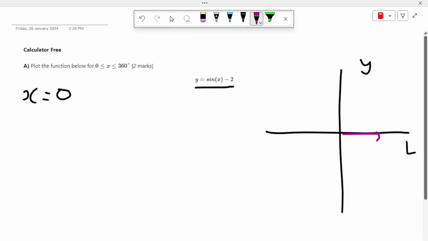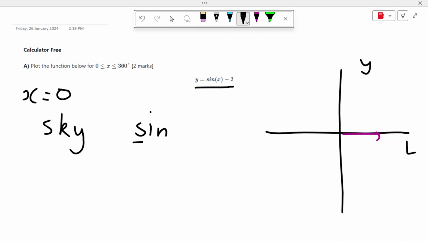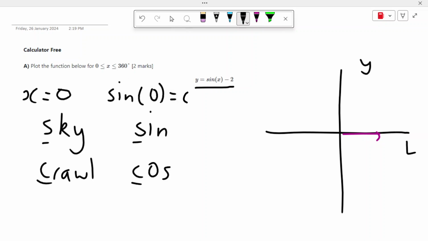All right. Now, sine is all about the y, right? You've got to touch the sky, all right? So there's sky and there's cosine, and then there's crawl, and then there's cos here. So cos is all about this L value, this guy down the bottom here. But we're saying that we have a height of 0. So when x is equal to 0, this bit here, sine of 0, has to be equal to 0.